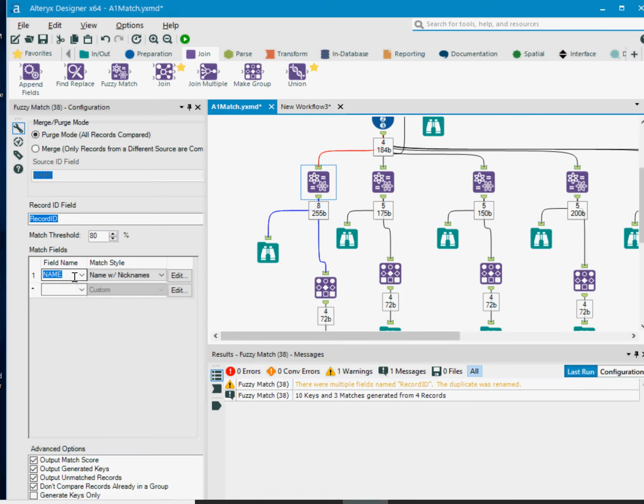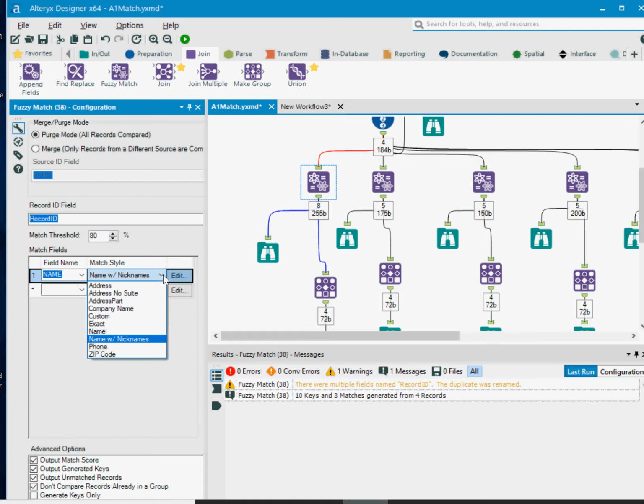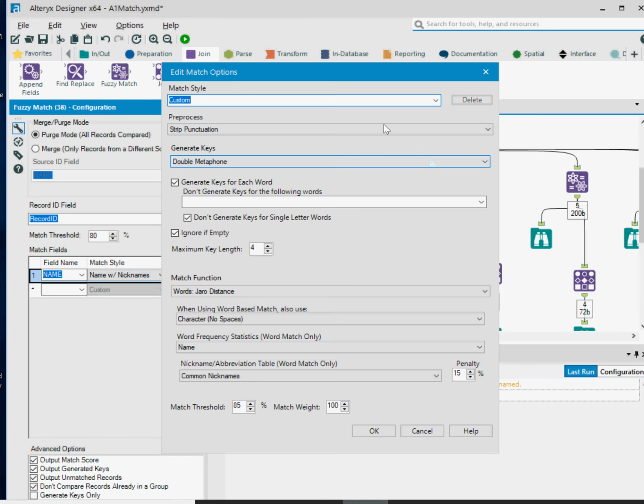We take a look at the name field coming in. Alteryx already has some built-in, pre-configured match styles, and these are the most common things being matched. You can take a look at one. We're going to look at name with names, and if I go to the edit function, it shows me the actual configuration, and gives me the ability to tweak it specifically for the type of matching, specific to my input data.